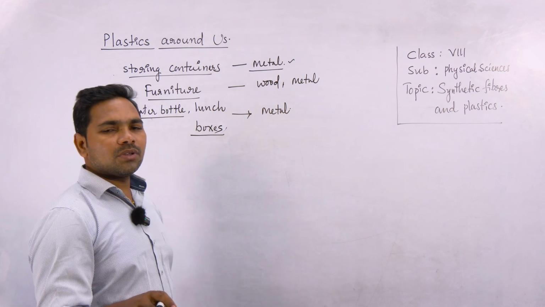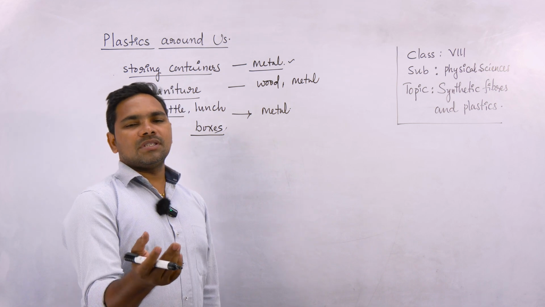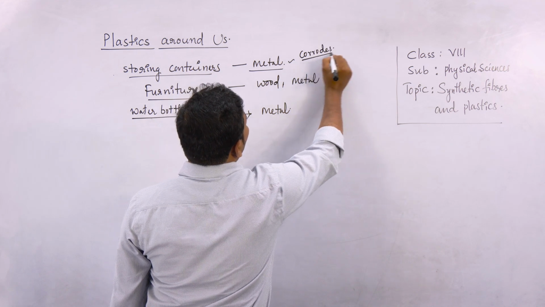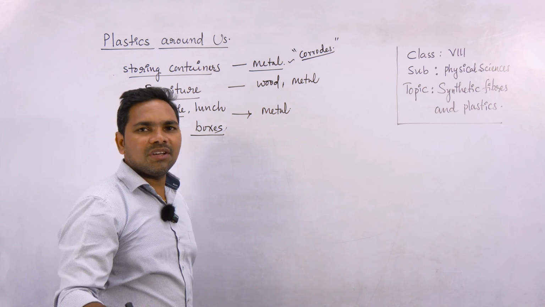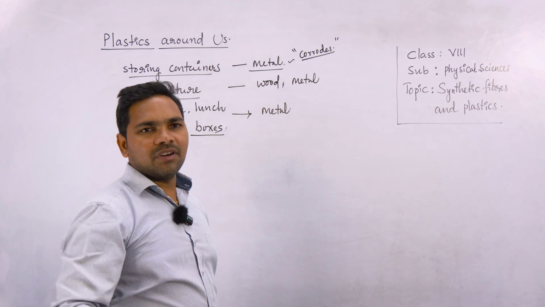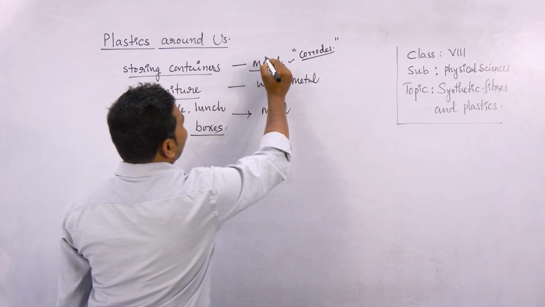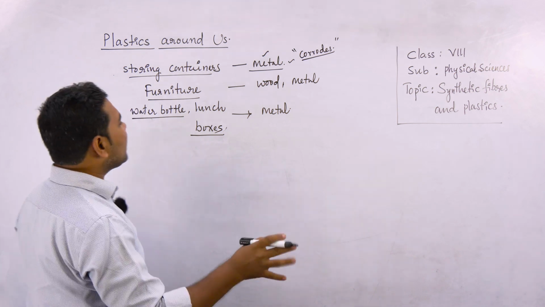It is a limited source, and we also know metals corrode. Metals generally undergo corrosion. Corrosion means, let's say, rusting is a type of corrosion. Rusting of iron, we see it. If any iron articles are made, they generally get rust, right? This is a problem. First one is metals are limited sources. Second one, metals generally corrode.